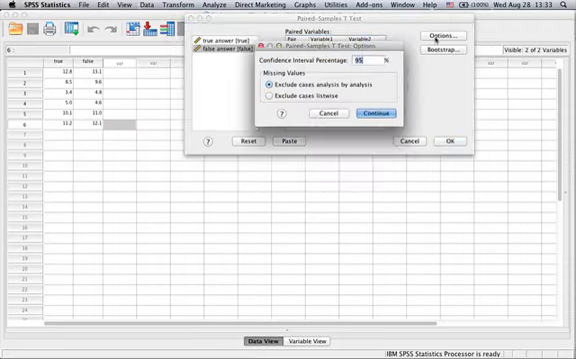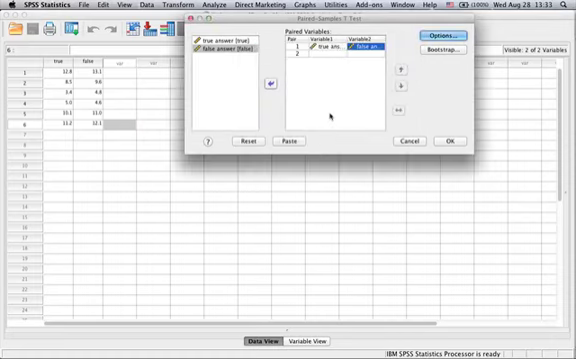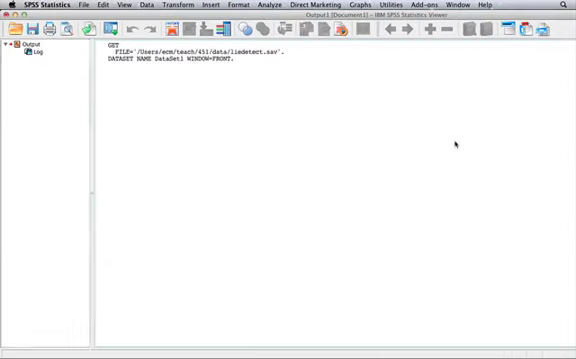We can go look at options for a second. We're going to get a confidence interval. If you want something other than 95%, this is where you would change it. There's really nothing to do here at this point since we're quite happy with 95% confidence. Go hit OK.